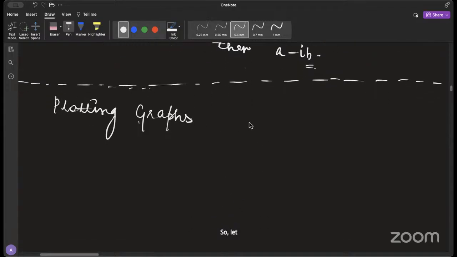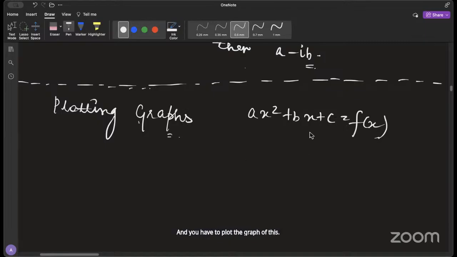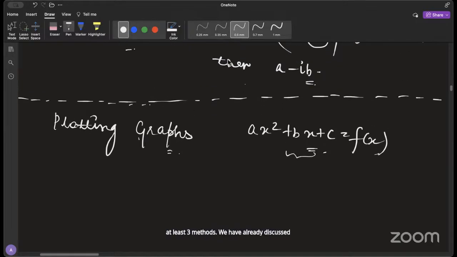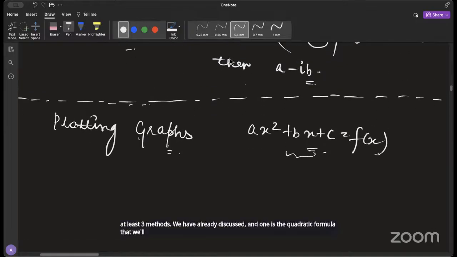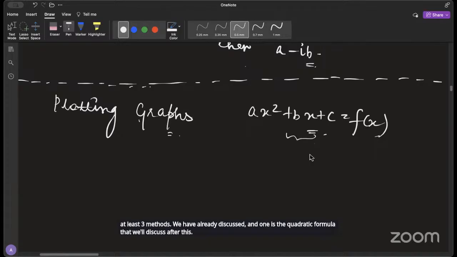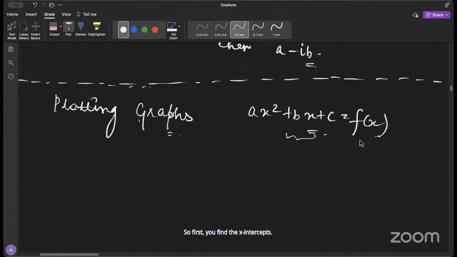So when you have to plot the graphs, what you do is, let's say you have ax square plus bx plus c, and you have to plot the graph of this. How do you plot the graph of this? First, you find the roots of this, right? For which there are at least three methods. Two we have already discussed, and one is the quadratic formula that we'll discuss after this. So first, you find the x-intercepts, that are the roots of this function.